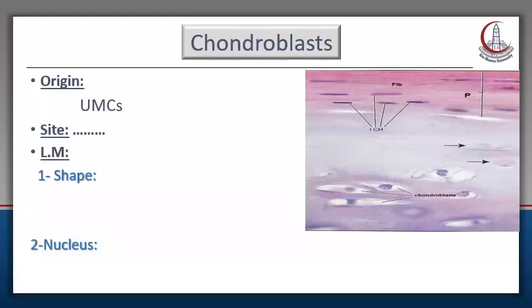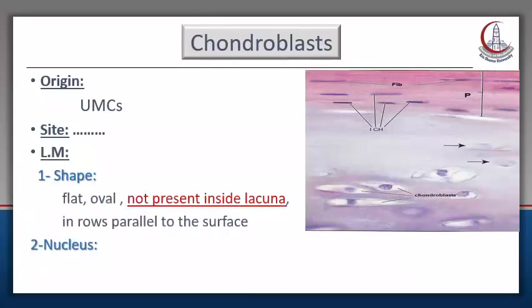The shape of chondroblasts, as we see here, they are flat or oval cells. They are not present inside lacuna. We said that lacuna is an empty space or a cavity or a room that houses the cells inside it. The chondroblast is not present inside lacuna. They are flat cells, oval cells present in the inner chondrogenic layer of the perichondrium, parallel to the surface of the cartilage.